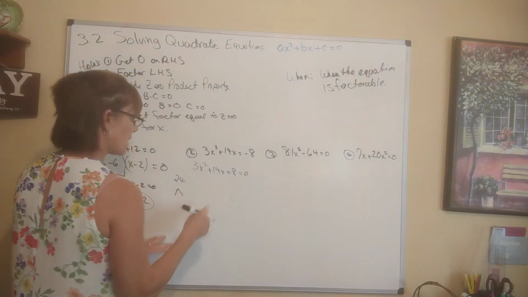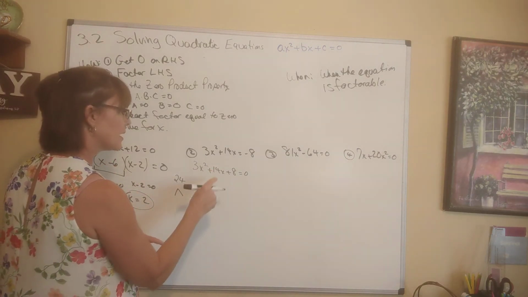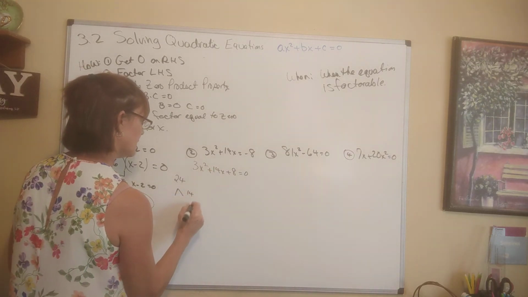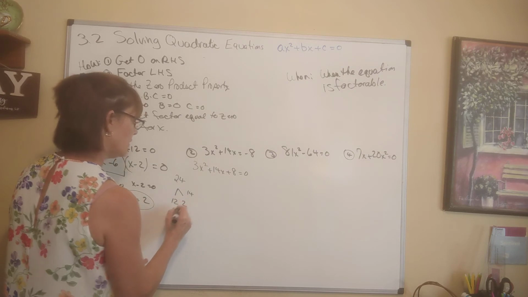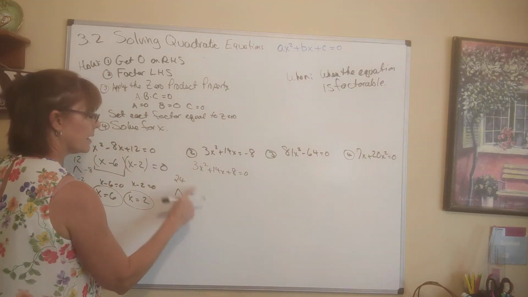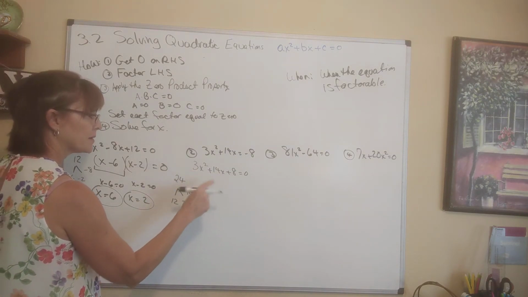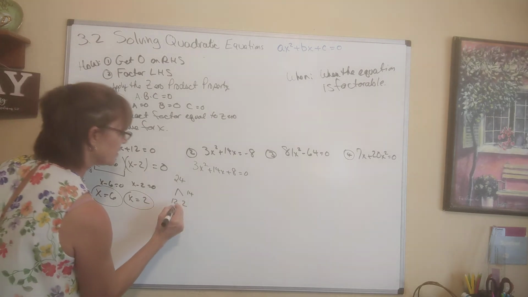What are two things I could multiply together to get 24, but add together to get B, which in this case is 14? Well, 12 times 2. 12 times 2 is 24. 12 plus 2 is 14. Now, since A is not 1, I can't just write x plus 12, x plus 2, because that is the wrong factorization.